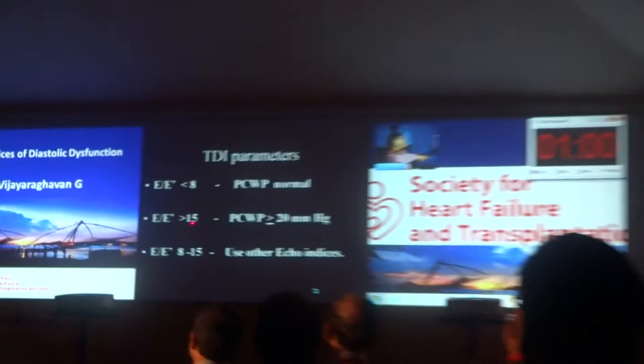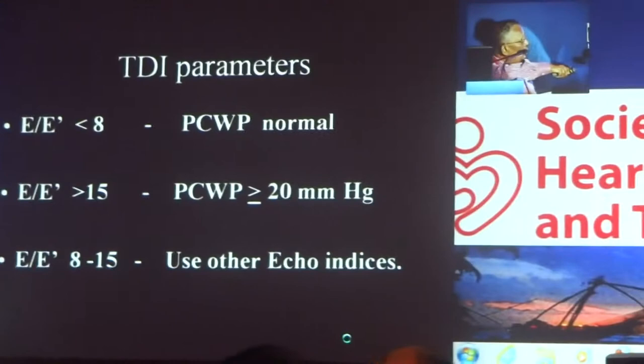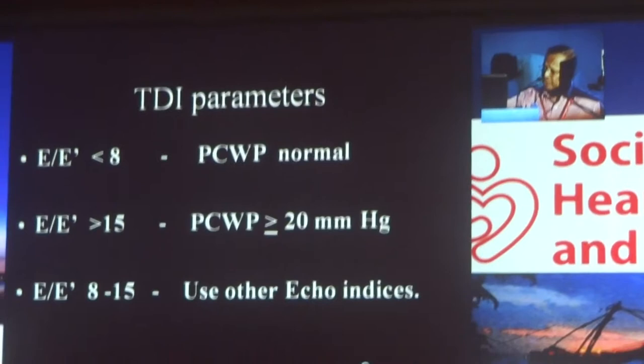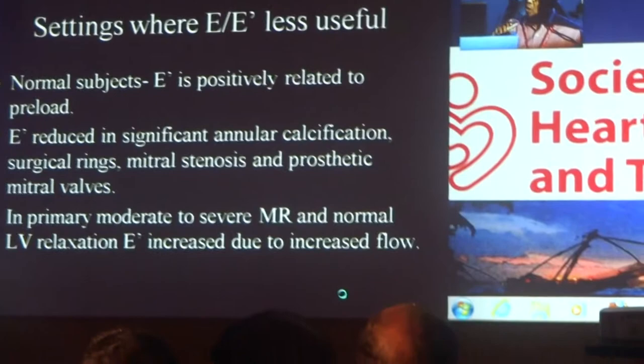We know that TDI parameters help you to decide: if E by E prime is less than 8, the capillary wedge pressure is normal. More than 15, it's more than 20 millimeters capillary wedge pressure. And 8 to 15, you have to use the other features by which you decide whether the patient has diastolic dysfunction or not.